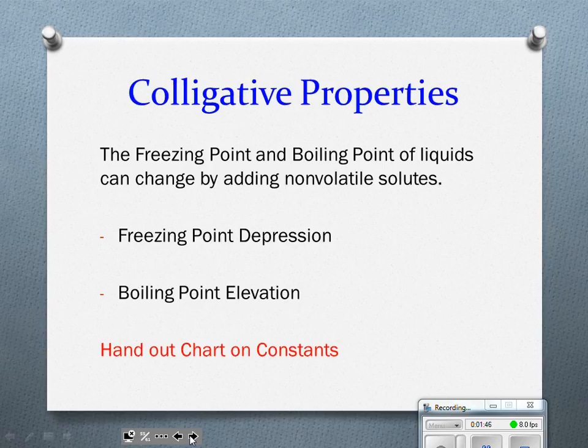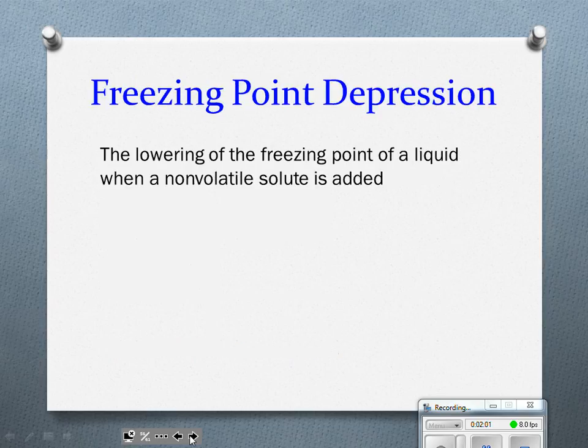I already handed you out a chart of constants. You're going to need to make sure you have that handy. That was the first paper I handed out to you today, the constants.